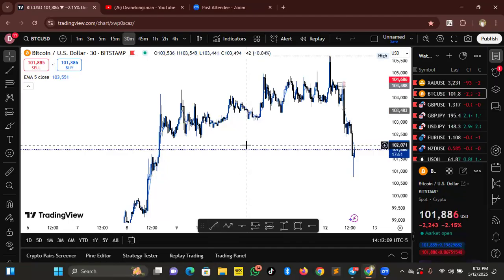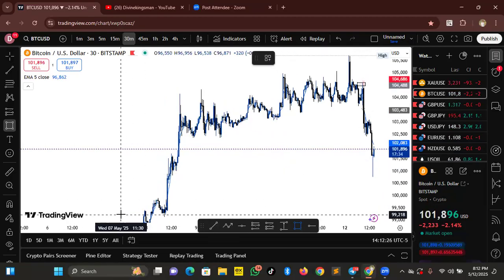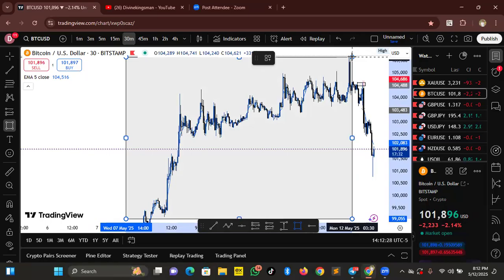Now, as I said, the first thing is to identify the trend of the market. When the market is going up, it's obvious that it's in an uptrend, and if the market is going down, it's obvious that the market is now in a downtrend. Now, if you look at this chart, what happened here is that the market was in an uptrend, right?